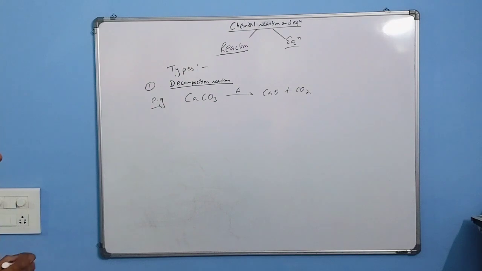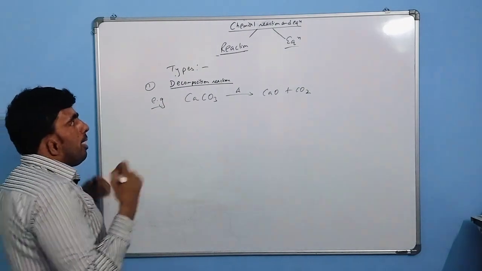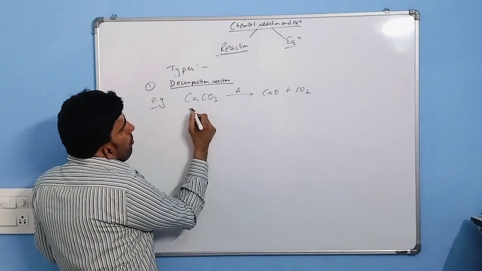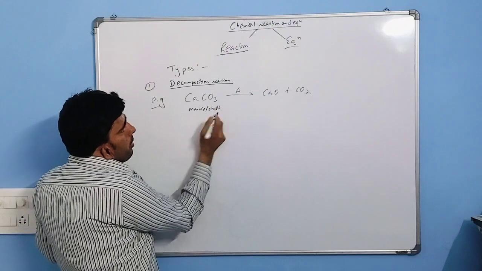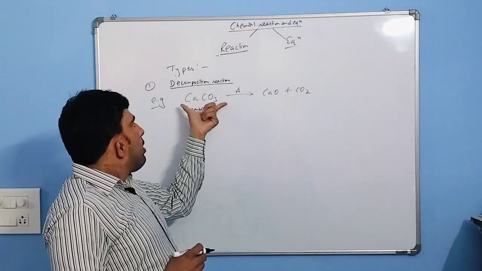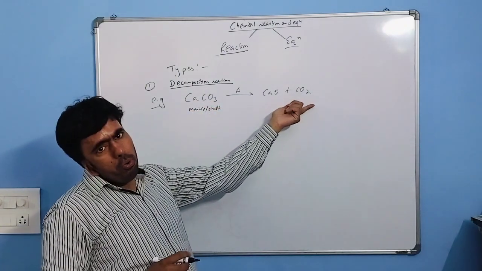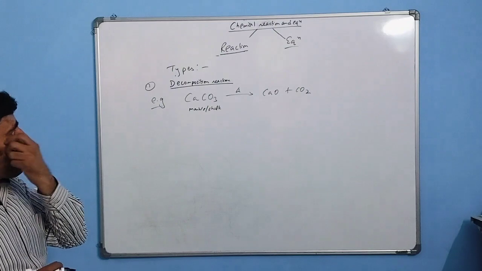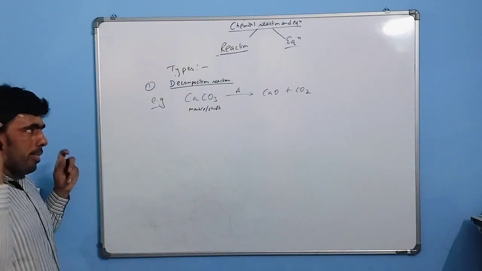Decomposition reaction. First example I have written is calcium carbonate. Here, we can say it is marble. Marble, chalk, okay, it's a common name. Now, when we heat this calcium carbonate, I get CaO plus CO2. So this is a type of decomposition reaction.